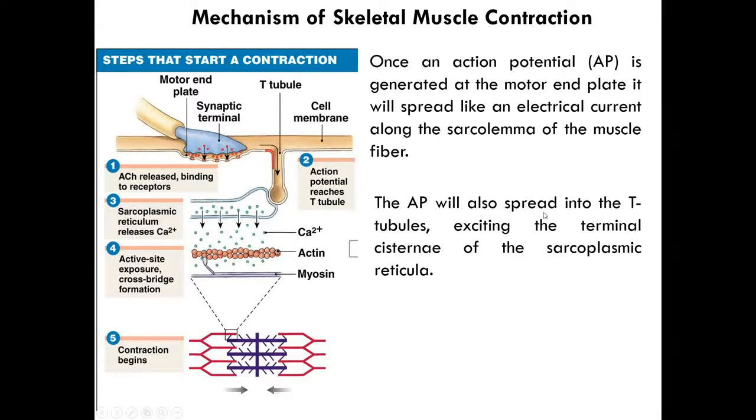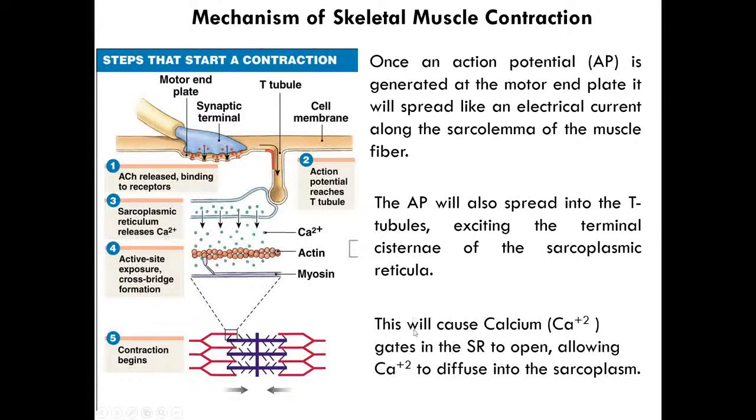Then this action potential will also spread into the T-tubules. Obviously, we know that the sarcolemma is activated by the action potential. Right now, that sarcolemma is invaginating as a T-tubule, as we have already mentioned. So when the action potential goes through the T-tubule, then on each side of the T-tubule there is sarcoplasmic reticulum as a triad, as we have already mentioned. That sarcoplasmic reticulum will release the calcium ion. This will cause the calcium ion gated channel to open, so the sarcoplasmic reticulum allows the calcium ion to diffuse into the sarcoplasm.